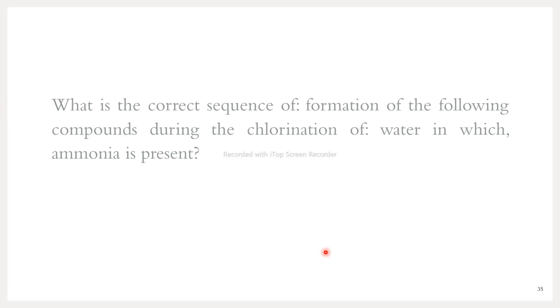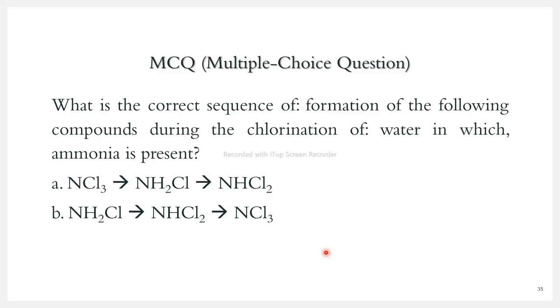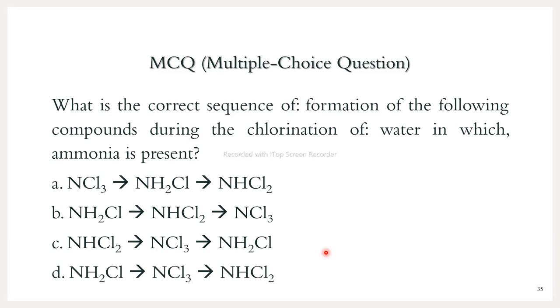Next, what is the correct sequence of formation of the following compounds during the chlorination of water in which ammonia is present? It is an MCQ, that is, a multiple choice question. So you have to select the sequence. Option A is NCl3, then NH2Cl, then NHCl2. Option B is NH2Cl, then NHCl2, then NCl3. Option C is NHCl2, then NCl3, then NH2Cl, and option D is NH2Cl, then NCl3, then NHCl2.